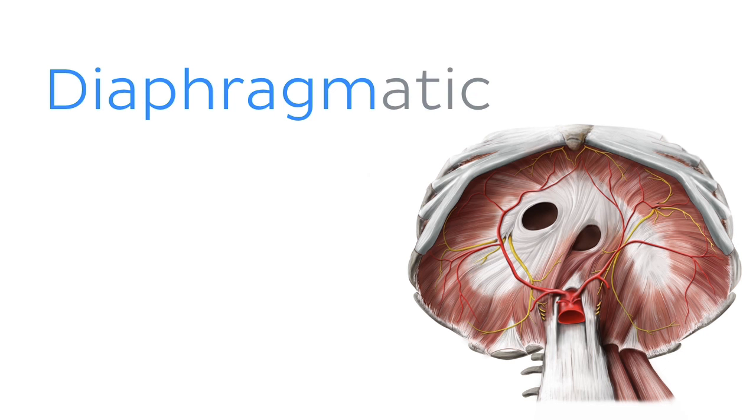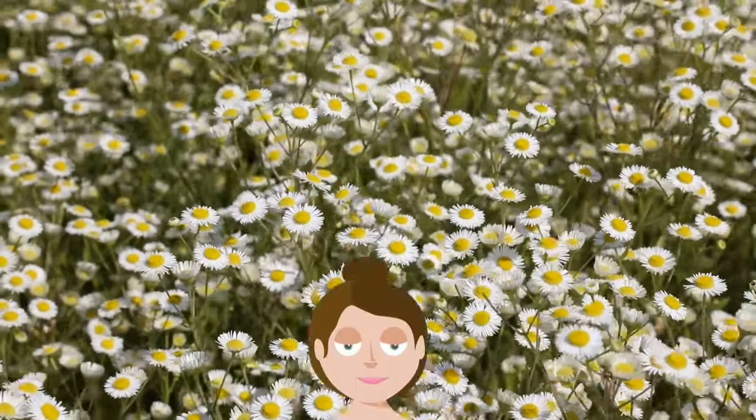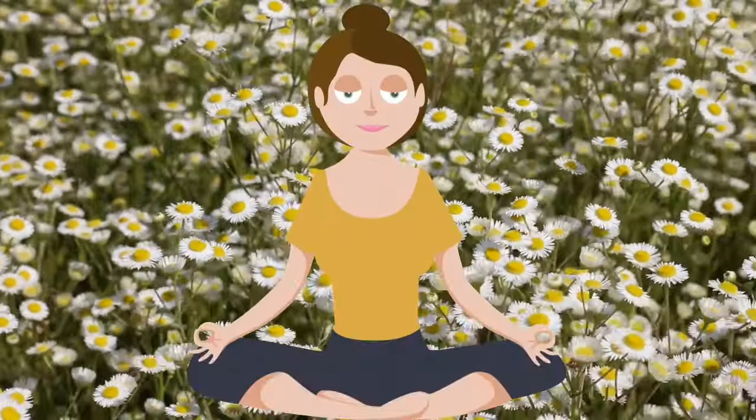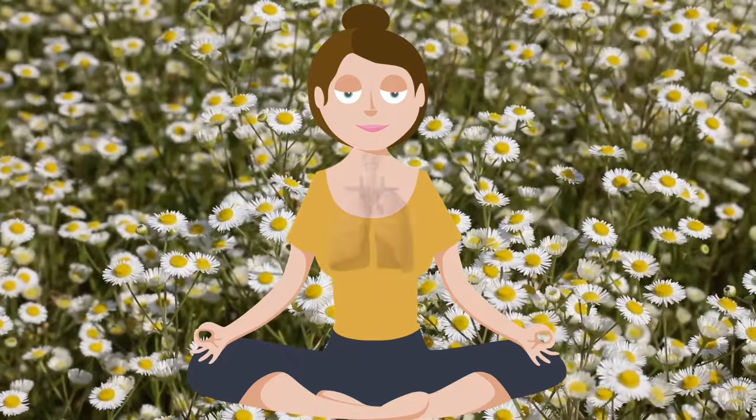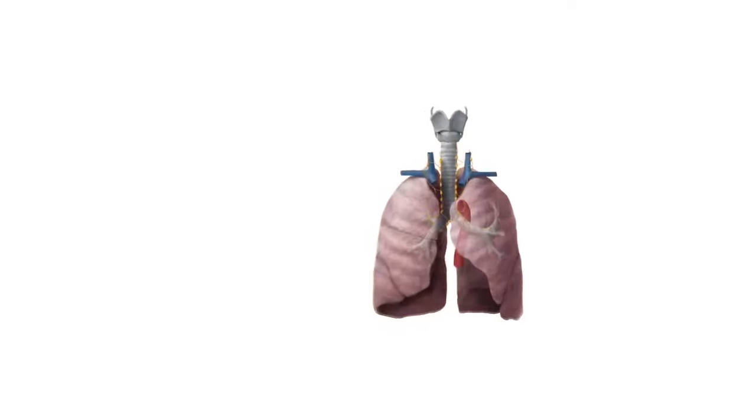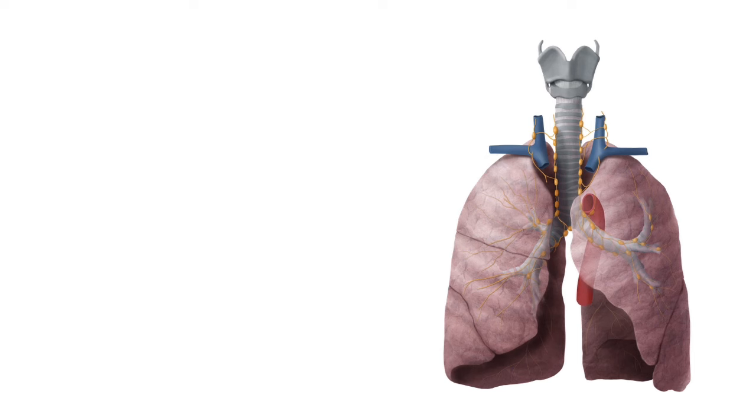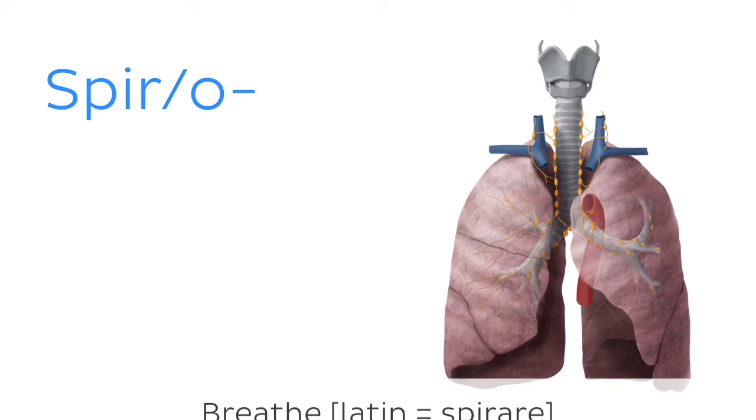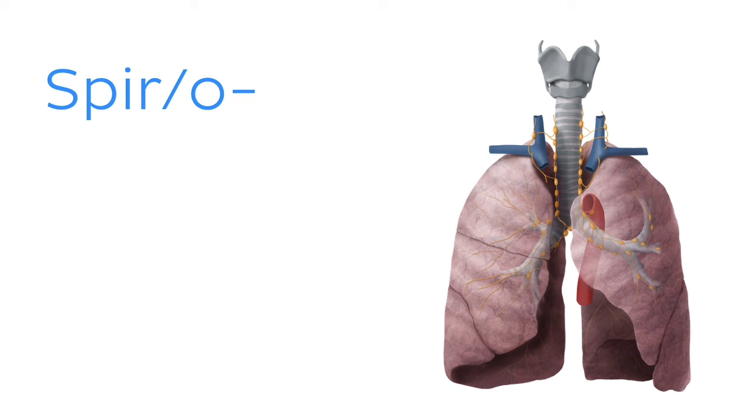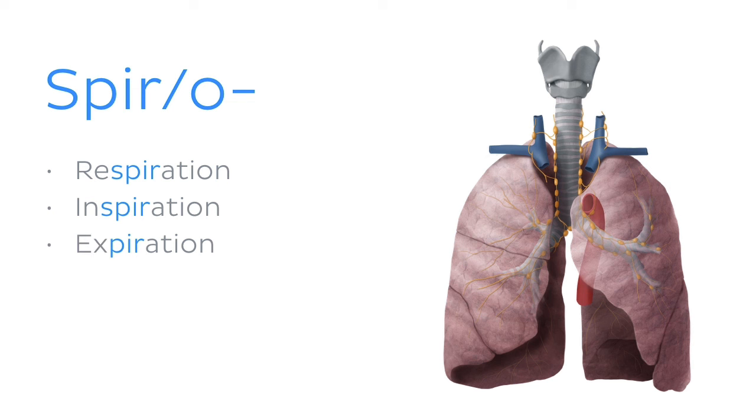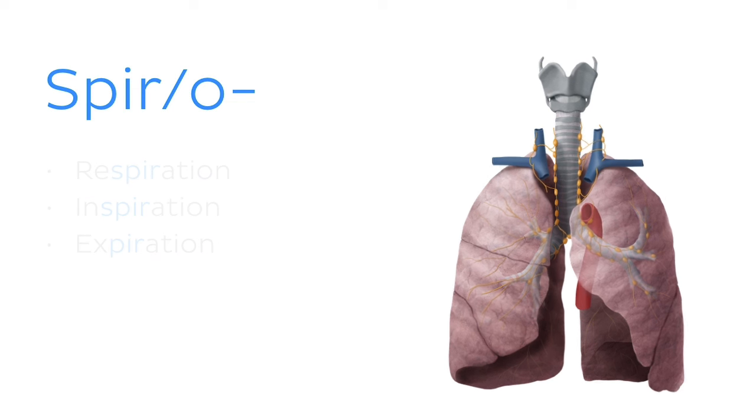If we're talking about the respiratory system, we can't avoid talking about breathing, right? There is one mighty root which occurs in terminology related to breathing, and that is spire or spiro, which comes from the Latin word spirare, meaning to breathe. It's where we get the term respiration, in addition to the terms inspiration, the action of breathing in, and expiration, or breathing out.